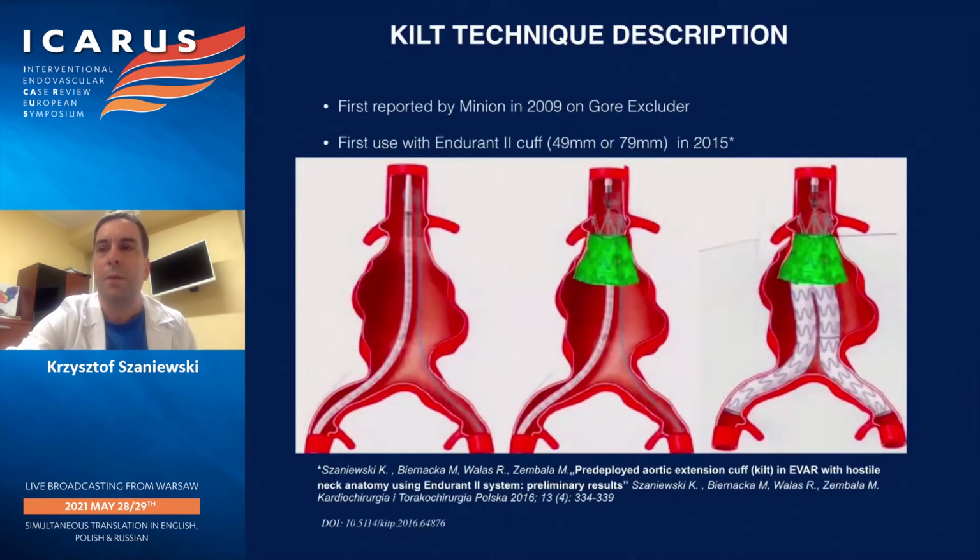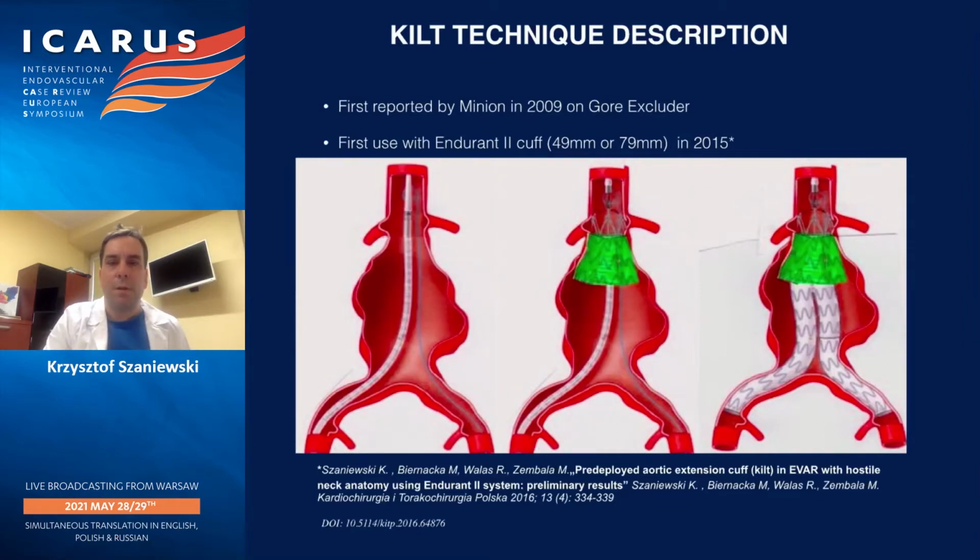Now, I will present a short description of the classic kilt technique without using the endostaples. The first report of the kilt technique was made by Mignon in 2009, and it was made with the Gore Excluder prosthesis. We started to use this kilt technique in 2015 with the Endurant elements, with good effects, good durability.